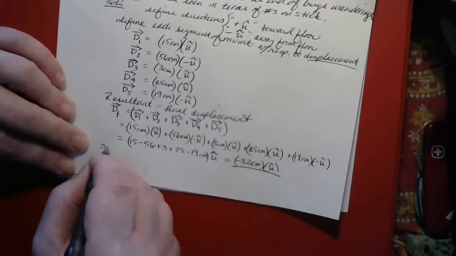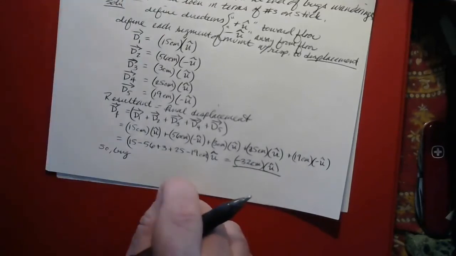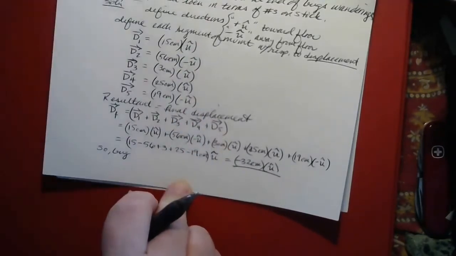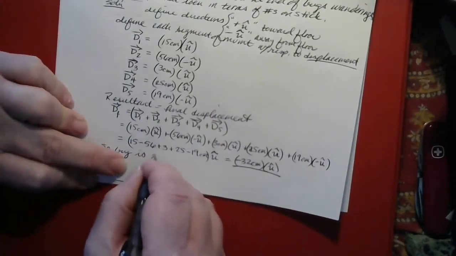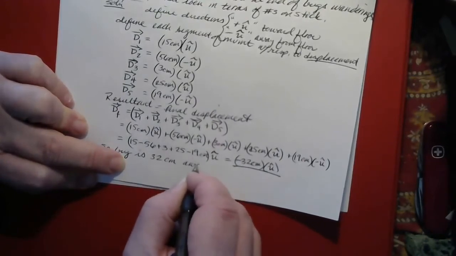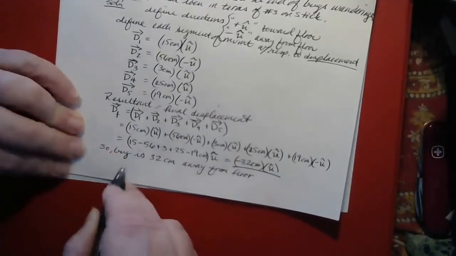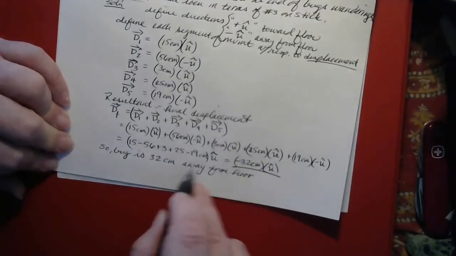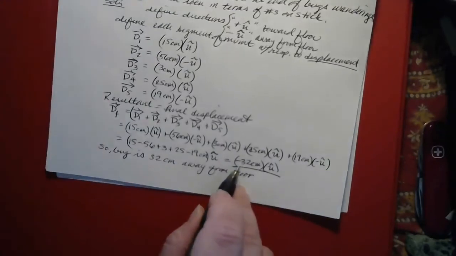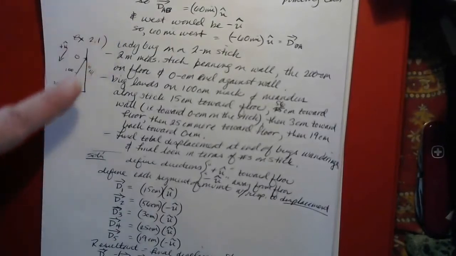And what that also means is that the bug is 32 centimeters above, higher, that is, toward the zero. So in other words, it's 32 centimeters away from the floor, because that's the negative direction. Going down toward the floor was positive. So if it's negative, it's going up the stick away from the floor.